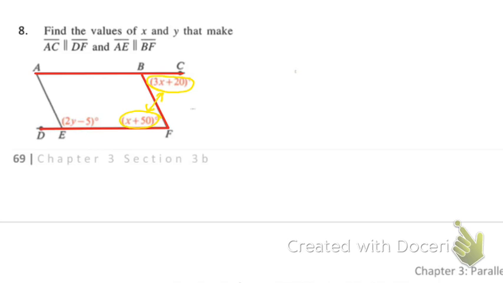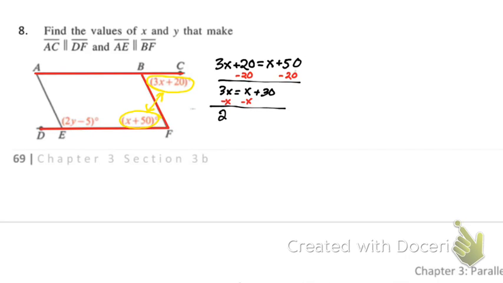So we're going to set up an equation that makes them congruent. So we're going to go 3x plus 20 equals x plus 50. All right, we're going to get all of our x's on one side, all of our numbers on the other side. So first thing I'll do is subtract 20 from both sides. And we'll have 3x equals x plus 30. Subtract x from both sides, minus x, minus x. And we'll have 2x equals 30. Divide by 2 and we have x equals 15. Cool.